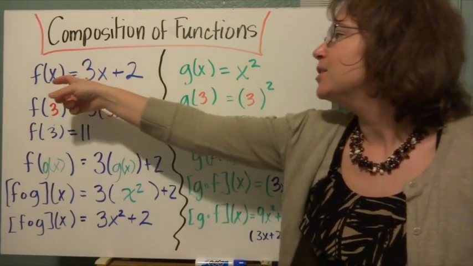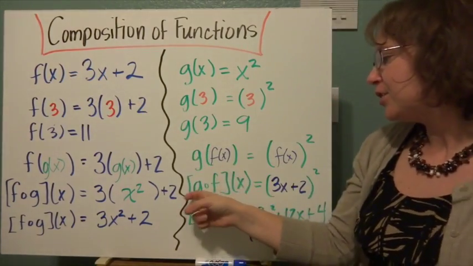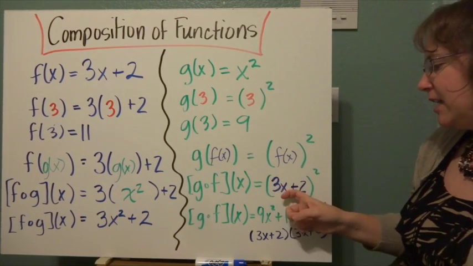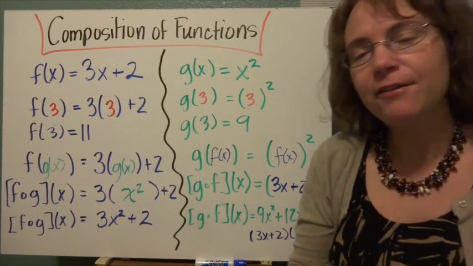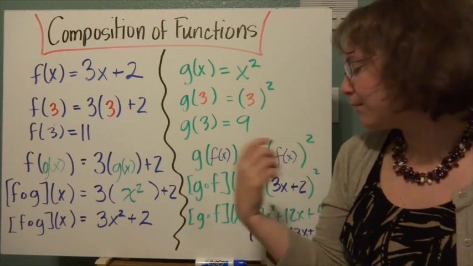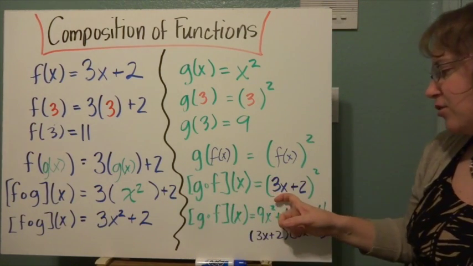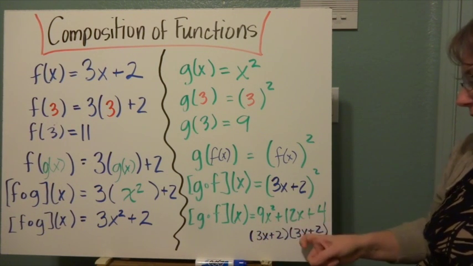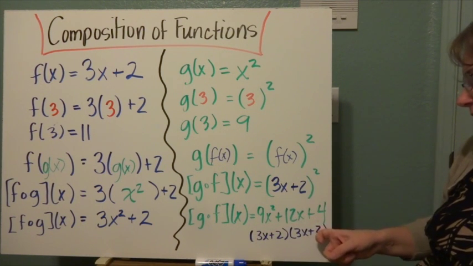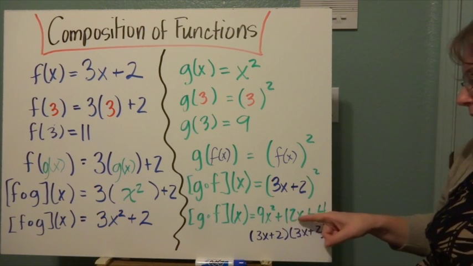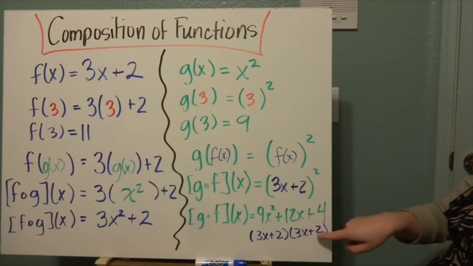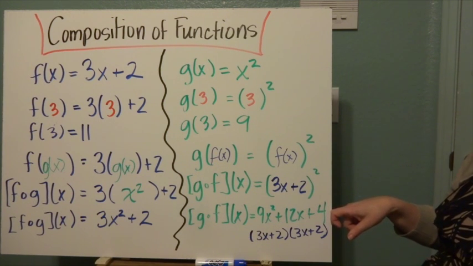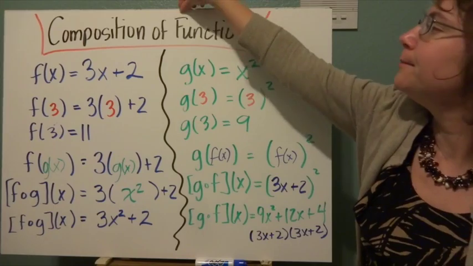So f of x is equal to 3x plus 2. So g of f of x is equal to 3x plus 2, my f of x, just substituting it in there, squared. Now when I have a function like this, and I'm squaring it, I really have to expand it. So that's 3x plus 2 times 3x plus 2, and I'll go ahead and distribute. I get 9x squared here, and then I have a 6x plus another 6x, which gives me 12x, and then plus a 4. 2 times 2 is 4. So my g of f of x is equal to 9x squared plus 12x plus 4.